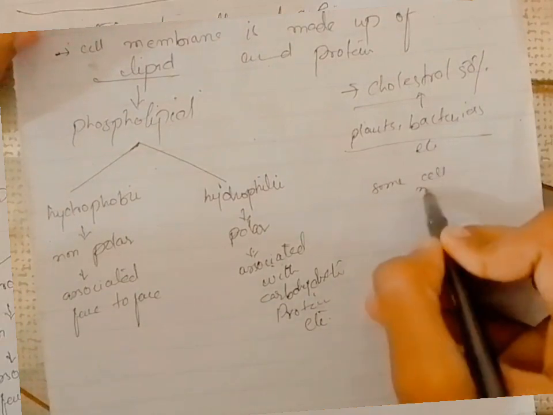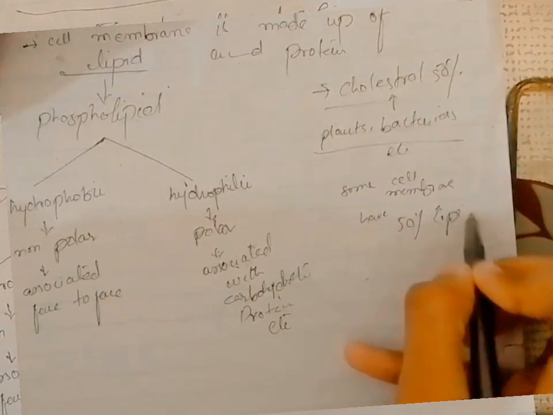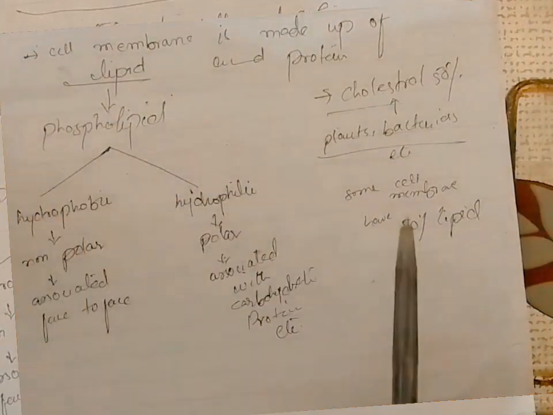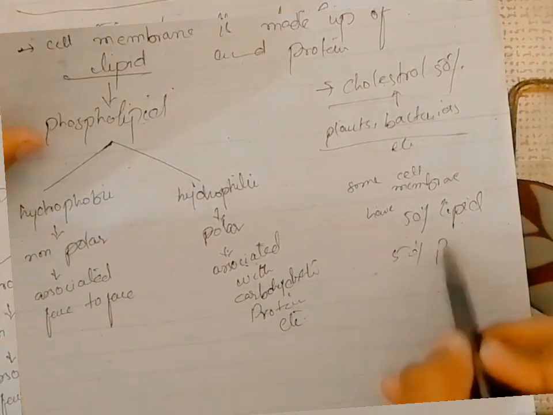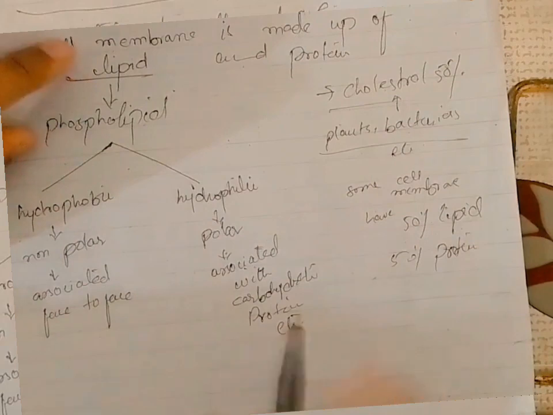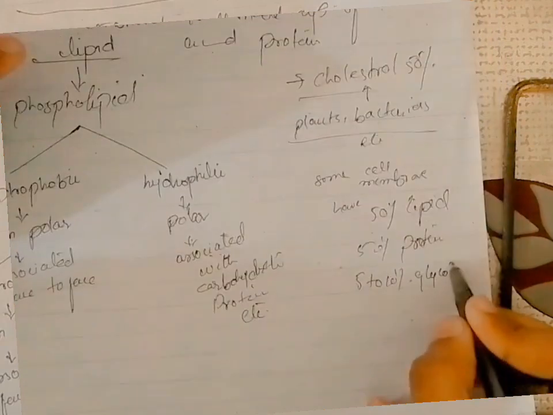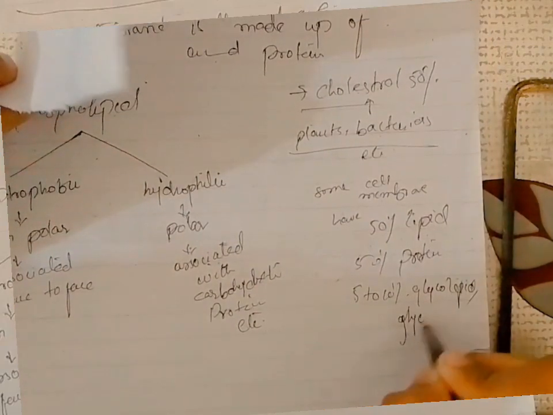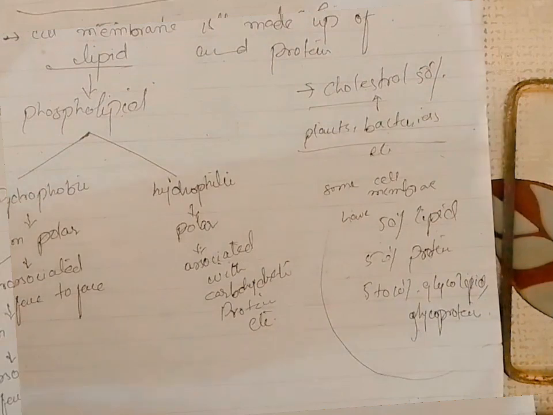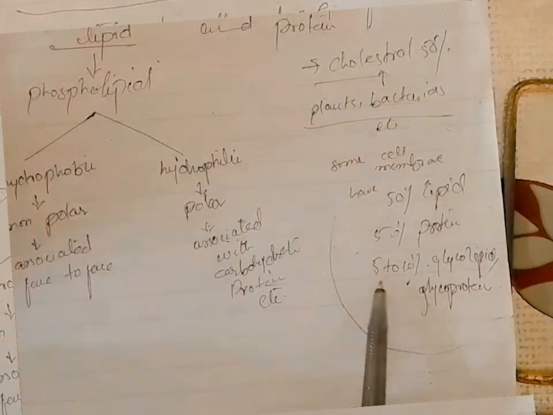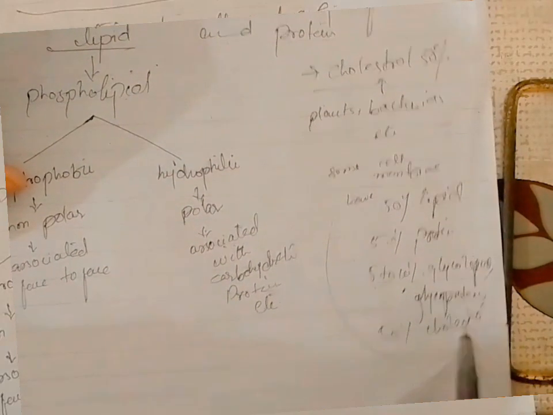Some cell membranes have 50% lipid and 50% protein. In the animal cell, the lipid can be cholesterol, phospholipid, etc. But sometimes the membrane also has 5 to 10% glycolipid or glycoprotein, and cholesterol is also included in it.